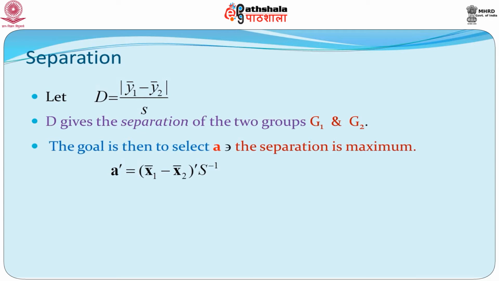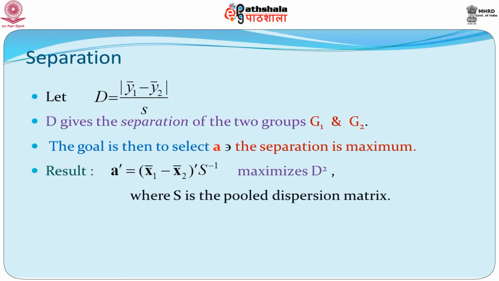So the point is, we want to separate the two groups as far as possible. We make the difference between y1 bar and y2 bar large, and to do that we want to select an A which would give us the linear combinations y1 bar, y2 bar, which will make this large. And the result that Fisher arrived at was that A prime came out to be (x1 bar minus x2 bar) prime S inverse. This is the combination A which maximizes D squared. Remember, S is the pooled dispersion matrix.